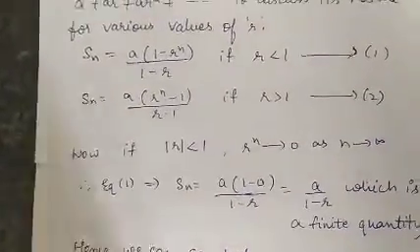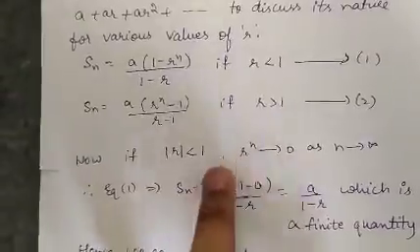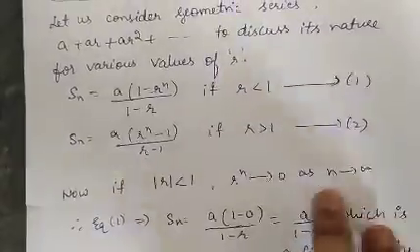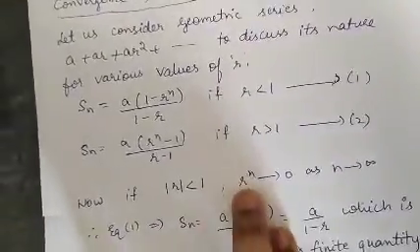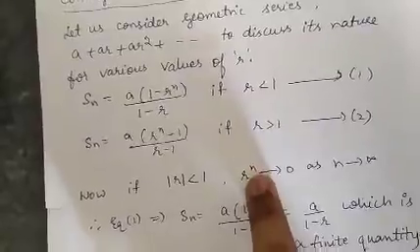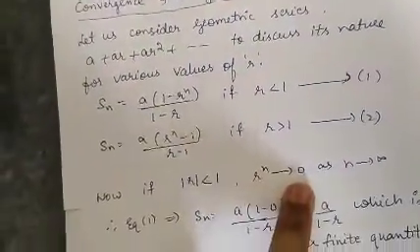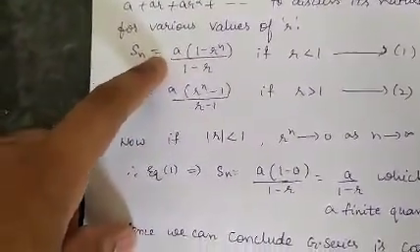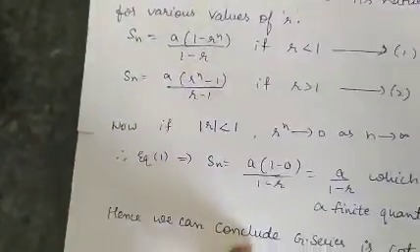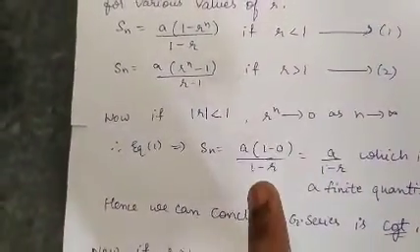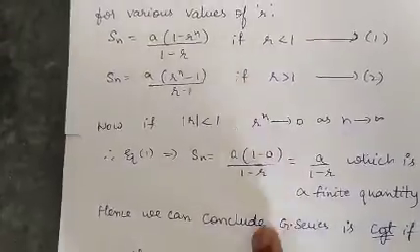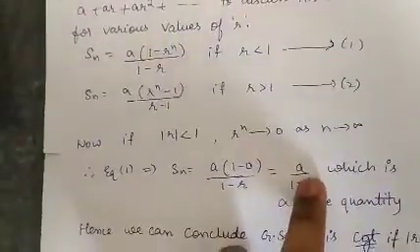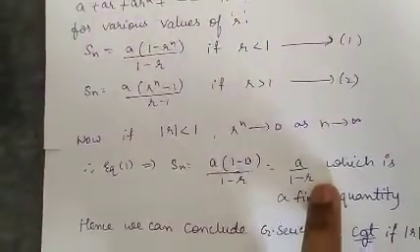Now we see case by case. Case 1, if r is less than 1. Therefore r^n goes to 0 as n tends to infinity. When you keep on increasing the values of n, this value tends to 0 as n tends to infinity. So what does equation 1 become? Equation 1 equals a into 1 minus 0, because r^n tends to 0 as n tends to infinity, divided by 1 minus r, which is nothing but a by 1 minus r, which is a finite quantity. This is a finite quantity where a is the first term and r is the common ratio.